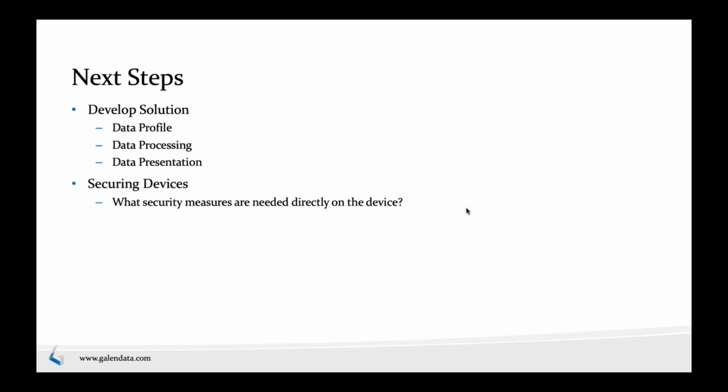And then securing devices. So again, what are the measures that need to be directly on the device? What measures are needed in the cloud? And what measures are needed for transmissions? And then how do you protect against threats? So, active monitoring. How do you actively monitor? What are the tools you use to understand what's been happening to your system?